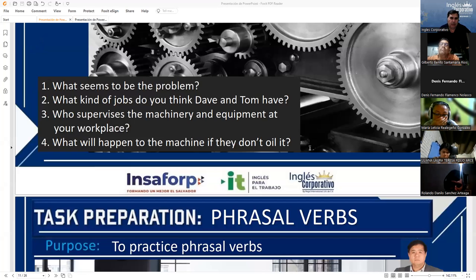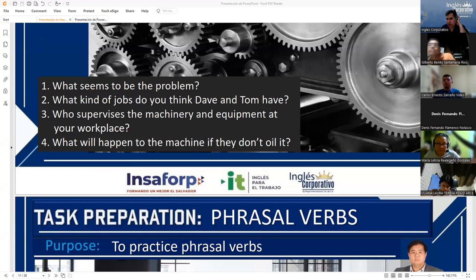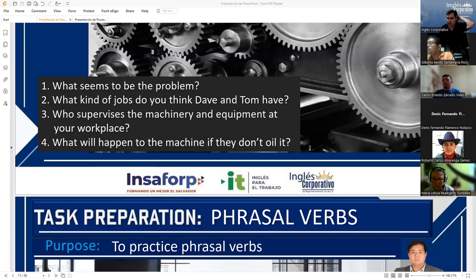So, what kind of jobs do you think Dave and Tom have? What type of jobs? Maintenance. Maybe they are maintenance. Maybe they are mechanics. They are a mechanic. Yes. They are maintenance workers or they are mechanics.